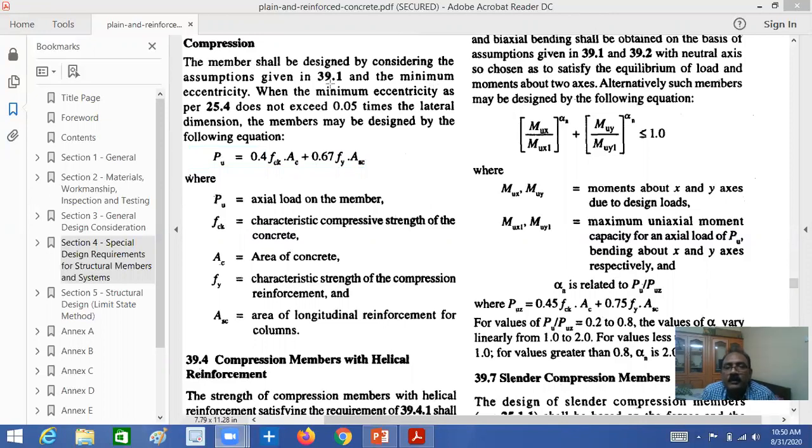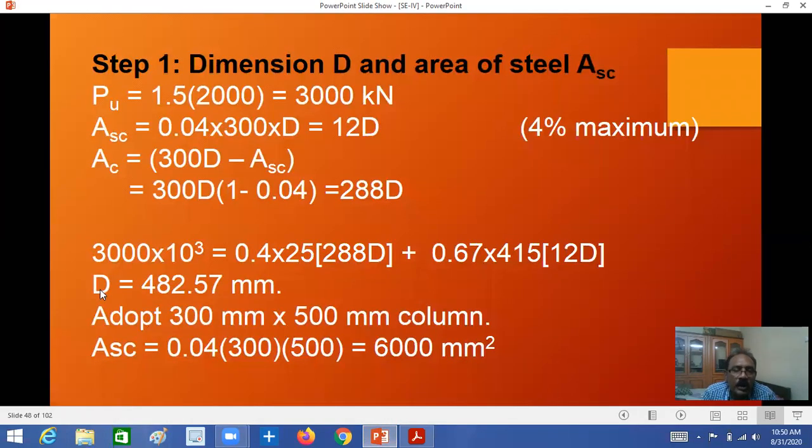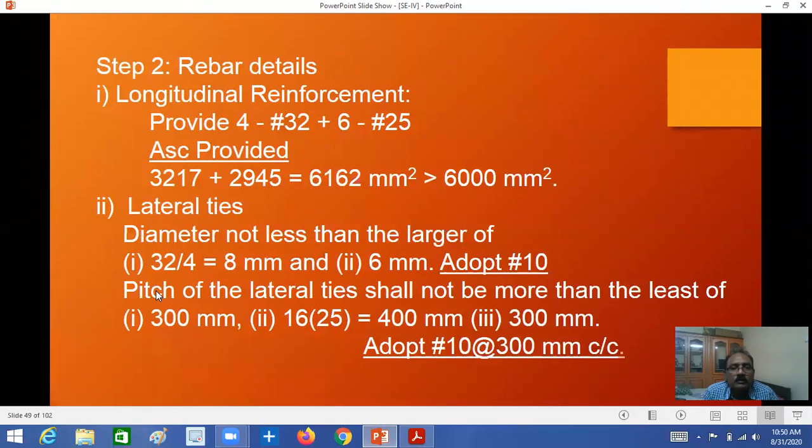And if you see this one, you see now. From this one, D you calculated 482. You should make it a round figure, that is 500 mm. Adopt column size 500 into 500 mm. How did you get this Asc? By assuming maximum reinforcement. So Asc equal to 0.04 B into D, that is Asc, area of steel, 6000 mm square.